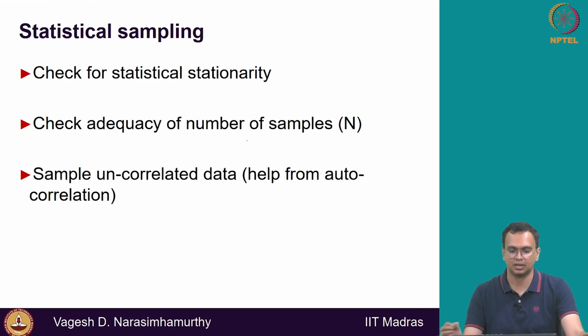How long do you have to run? I already told you about statistical stationarity. You must make sure that you are running for a long time, such that the flow has come to a statistically stationary state. I already discussed how to check for that. Also look at whether your statistics are changing as you increase the number of samples. Let's say statistics from 1000 samples and 2000 samples are the same. That means your statistics are no longer changing with samples n. It is fine.